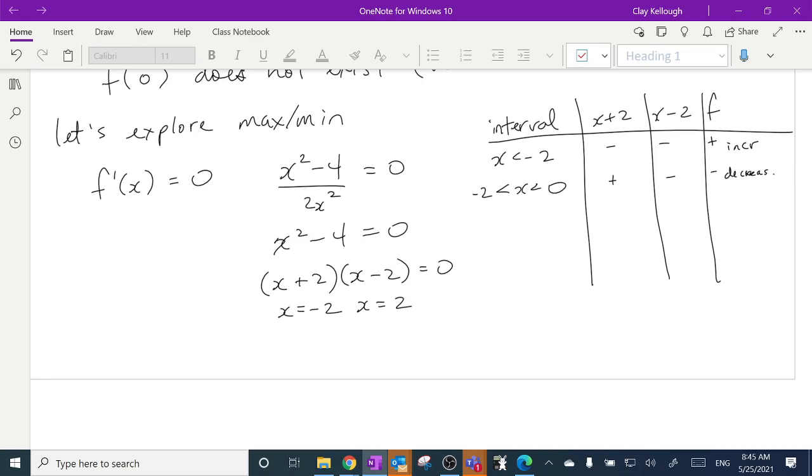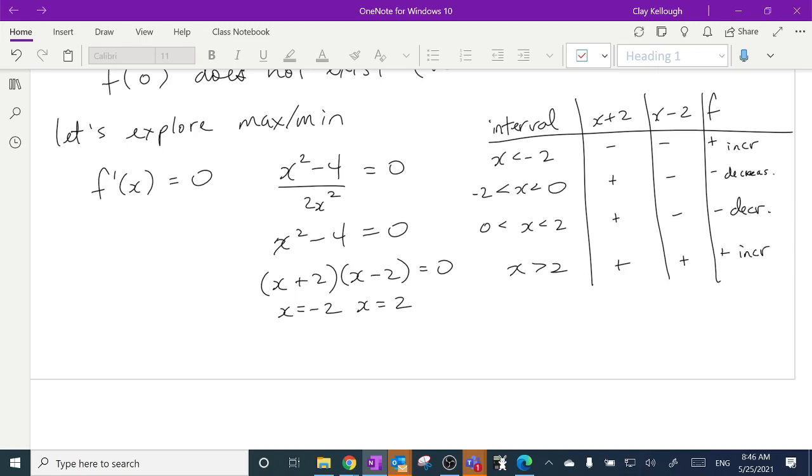Then let's try between 0 and 2. How about 1? 1 would be a good number. 1 would make this a positive, and it would make that a negative, which is still decreasing. And then we would say, what happens when x is bigger than 2? That makes everybody positive, so we're increasing again.